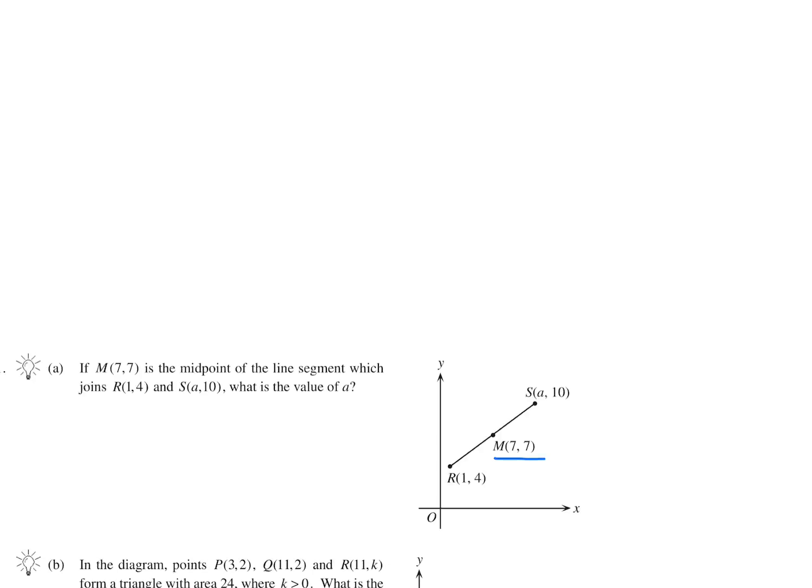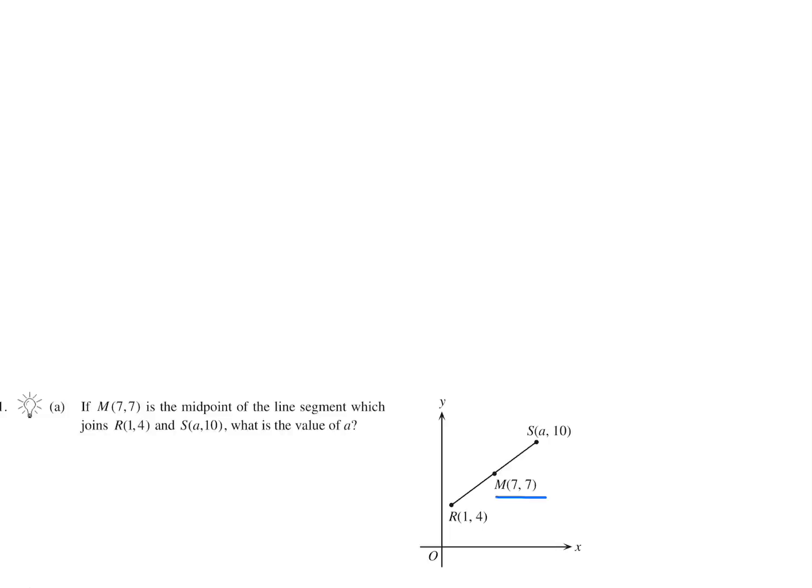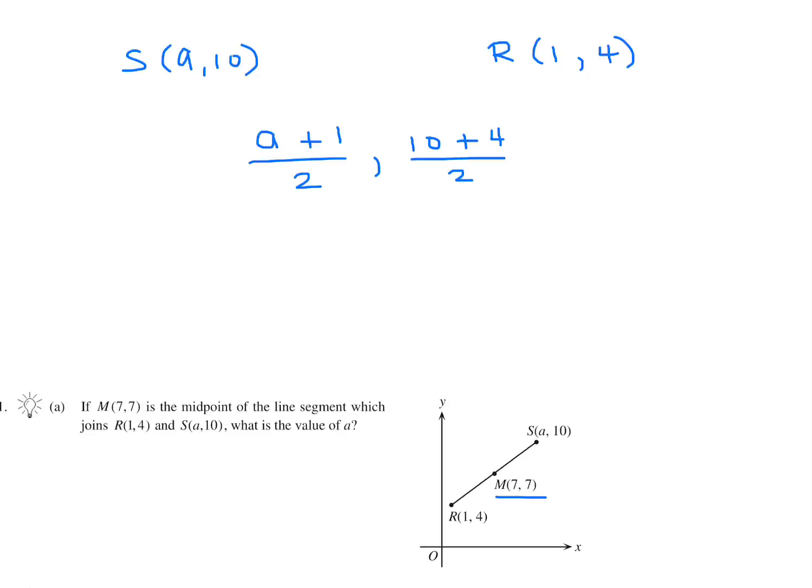A? So if you have 2 points, you have (A, 10), and that's S, and you have R, which is (1, 4). The midpoint is basically found by adding the terms and dividing by 2. So it would be (A plus 1) divided by 2, and (10 plus 4) divided by 2. This is the midpoint. Now they tell you that that midpoint is M(7, 7).